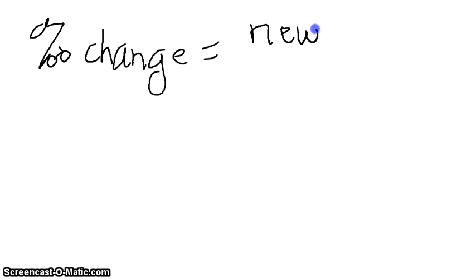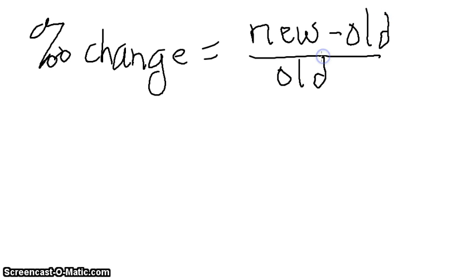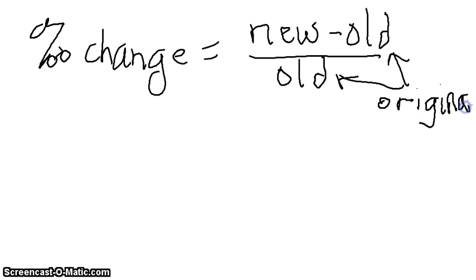Now, what do I mean by that? A lot of people call old original, but basically it's the amount that you started with. Using this formula, we can find the percentage, and we can also use this formula to find a few other things.